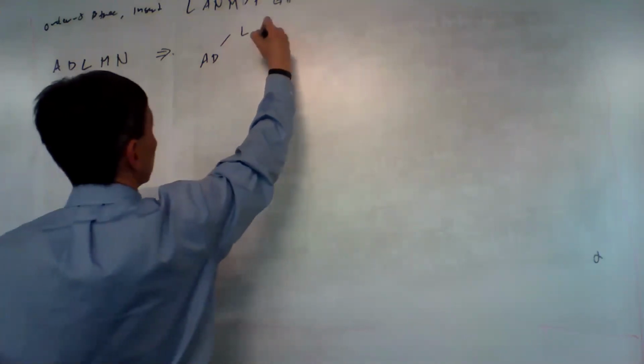Okay, so the first 3, L, A, N, M, D, go in order into the node, and now we've overflowed, right? So we actually need to split this into 2 nodes, and we're going to promote L. So we actually get L, AD, MN. So this is an example of where the root node splits. Okay? No siblings to look at, so you just split it, promote.